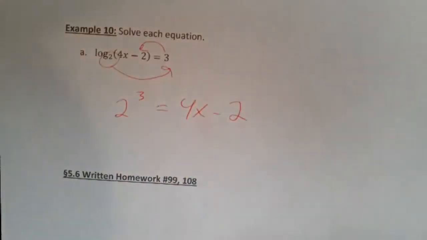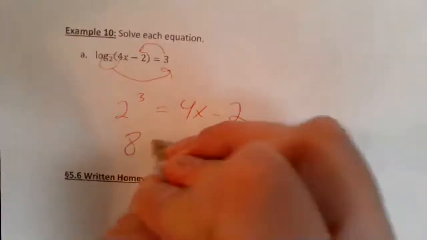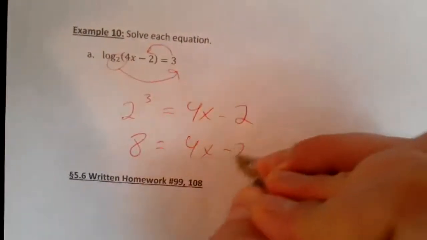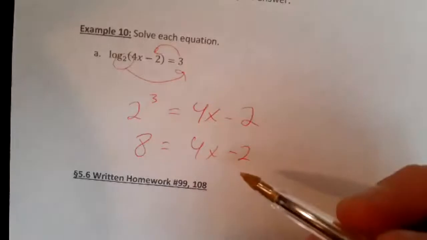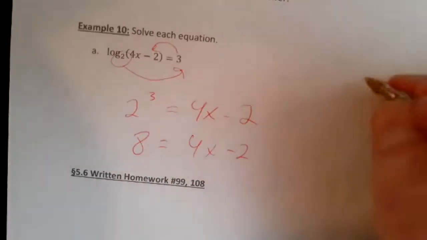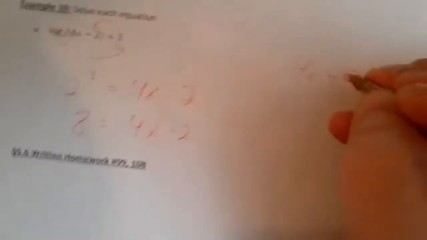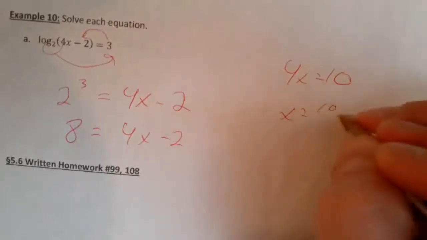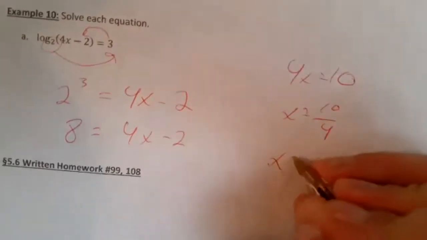So if I just follow my definition of my log, I will get something like this. This is a first order linear equation. You should be able to solve these things by now. So we add the 2. 4x is 10. We divide by 4, it's 10 fourths, or x is 5 halves.